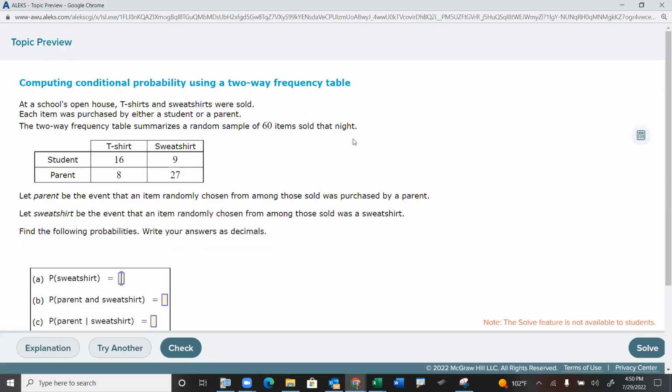Okay, for this one, computing conditional probability using a two-way frequency table. Two-way meaning two different things being answered. So type of shirt and type of person. So at a school's open house, t-shirts and sweatshirts were sold. Each item was purchased by either a student or a parent. And then we've got 60 items that were sold. Okay, so let parent be the event that an item randomly chosen from among those sold was purchased by a parent, no surprise. Sweatshirt is the event that a sweatshirt was sold.